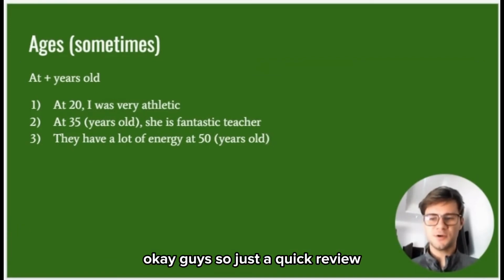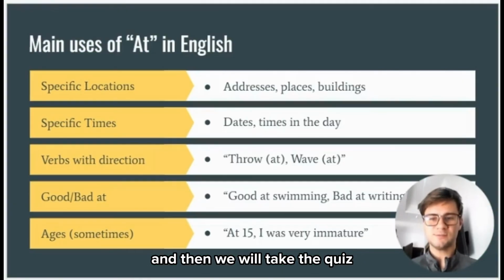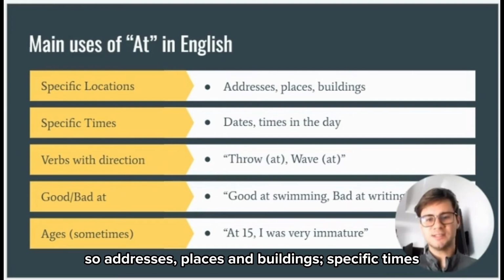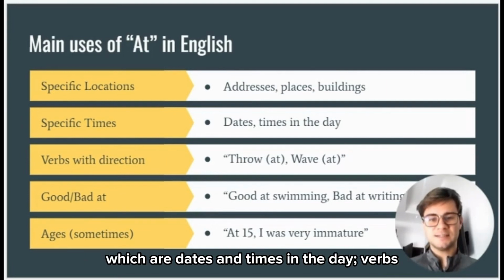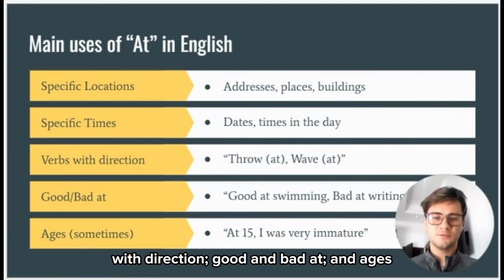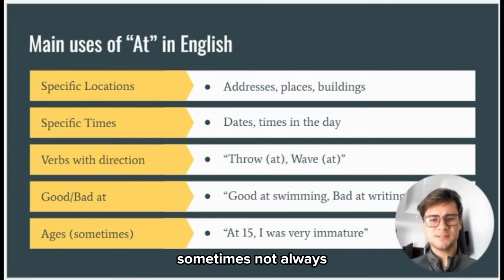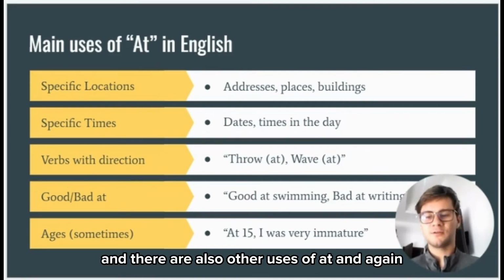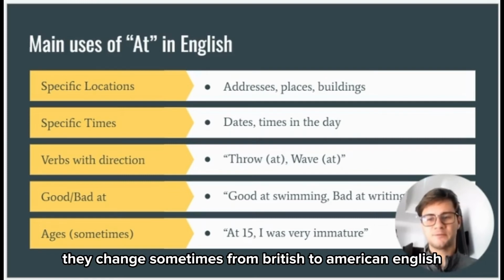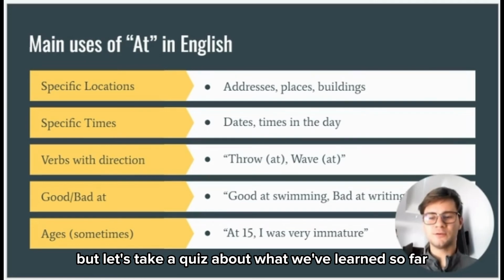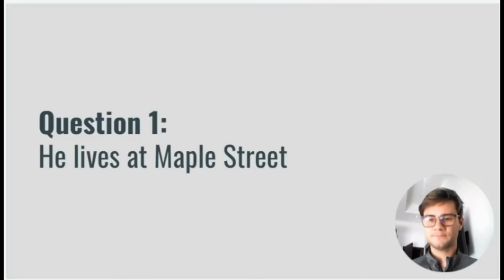Okay guys, so just a quick review, and then we will take the quiz. We use at mainly for specific locations, so addresses, places, and buildings, specific times, which are dates and times in the day, verbs with direction, good and bad at, and ages. Sometimes, not always, and there are also other uses of at. And again, they change sometimes from British to American English. But let's take a quiz about what we've learned so far.